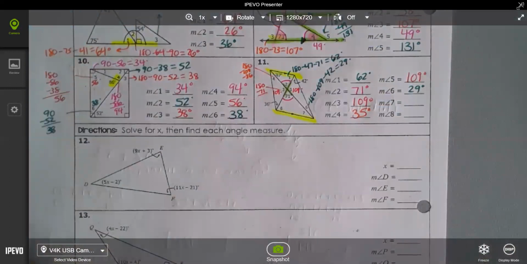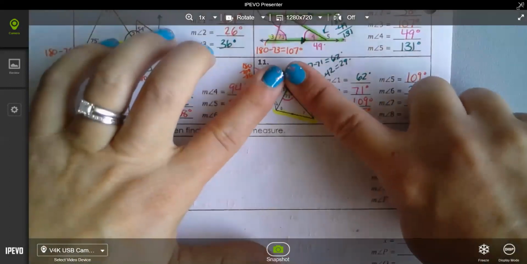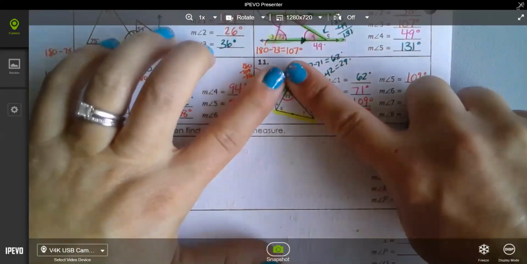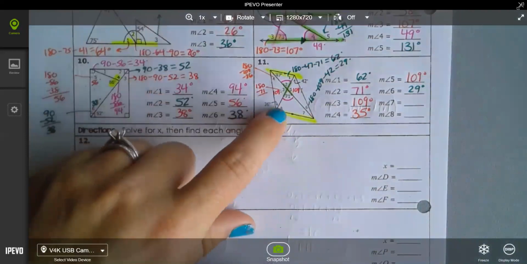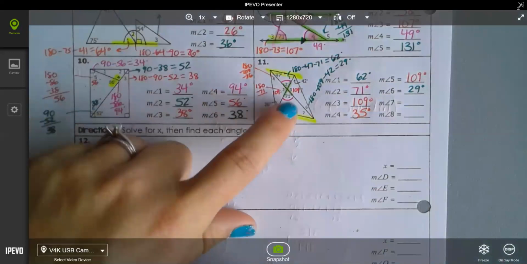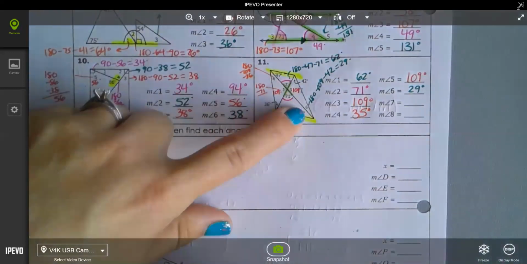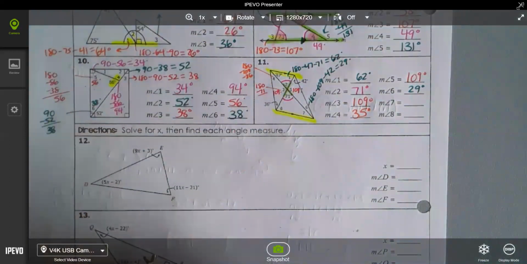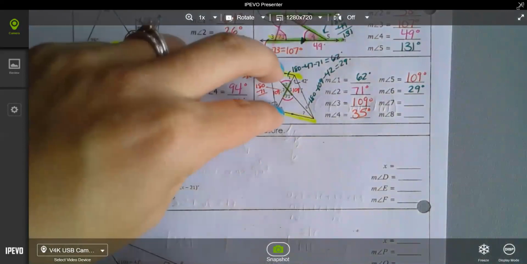All right, so we're left with 7 and 8. 7 and 8 are in the same triangle, which means I have 2 unknowns, so I can't use this triangle to figure it out. I also don't know how much this total angle should be, so I can't figure out 8. And I don't know how much that total angle should be, so I can't figure out number 7. So I'm going to have to fall back to these parallel lines.